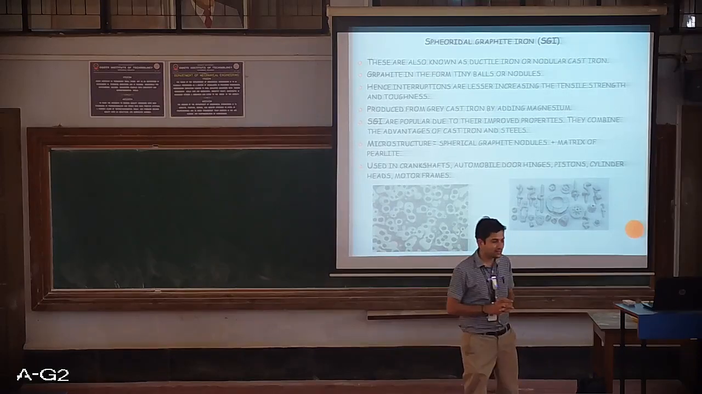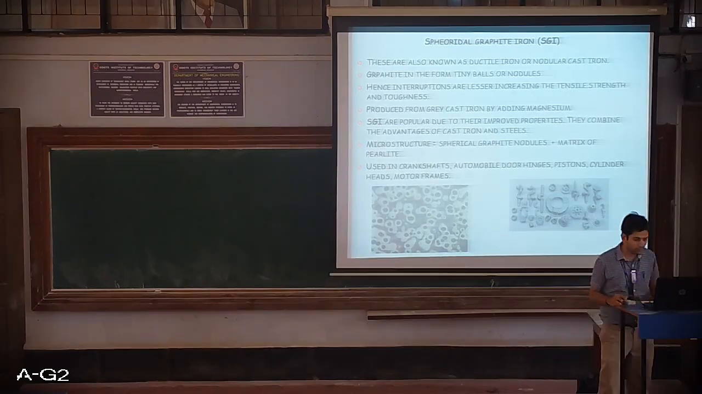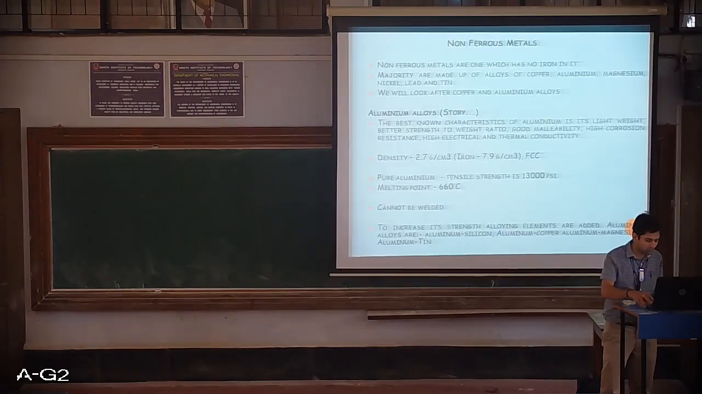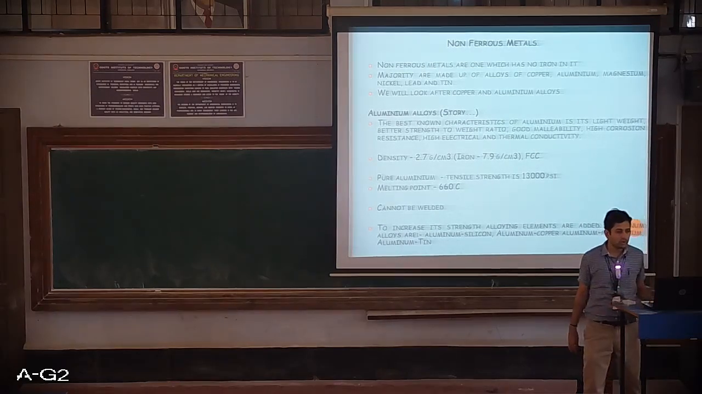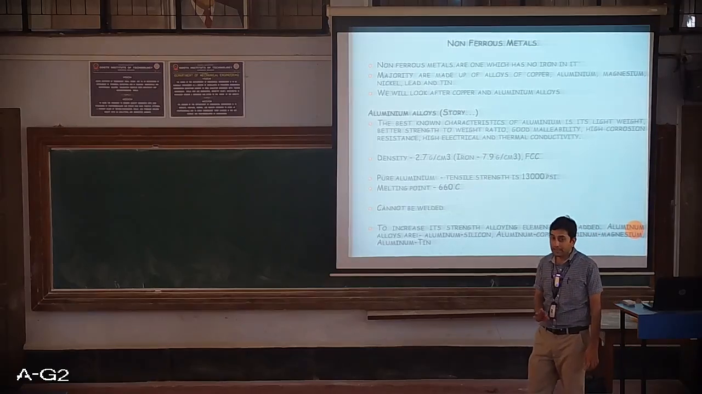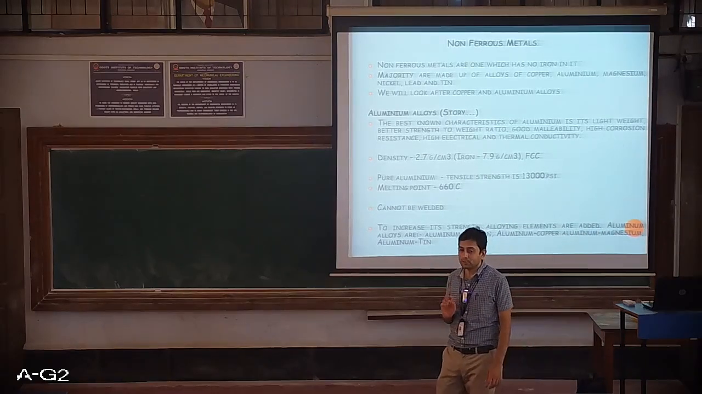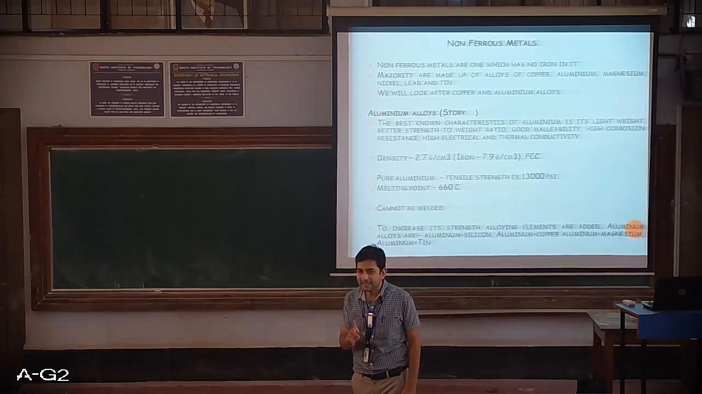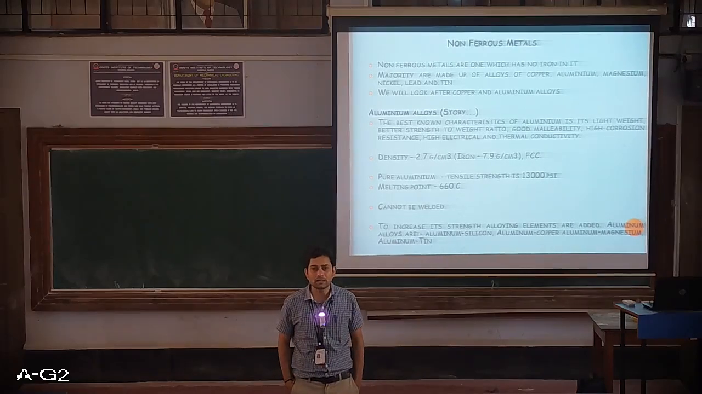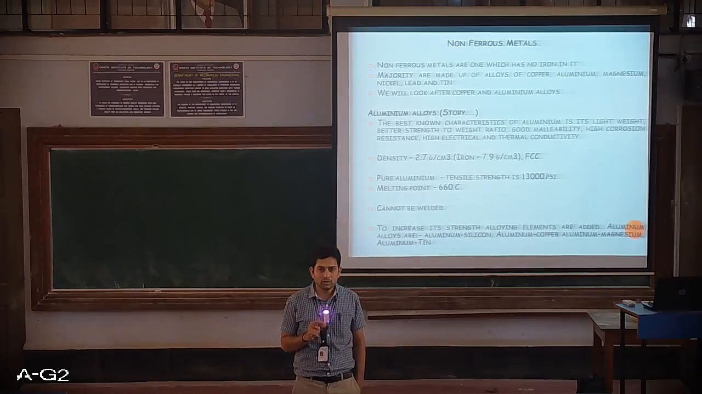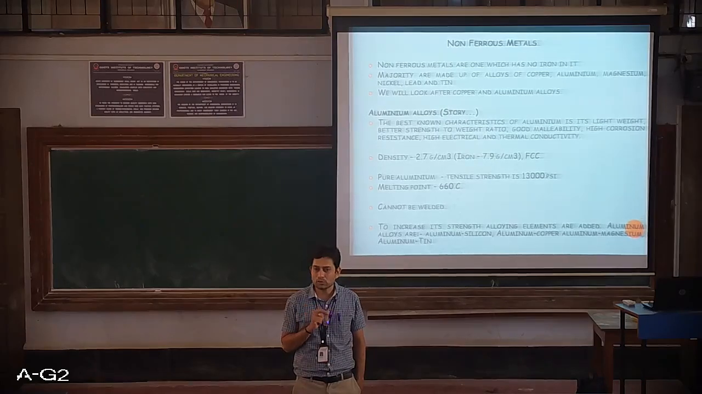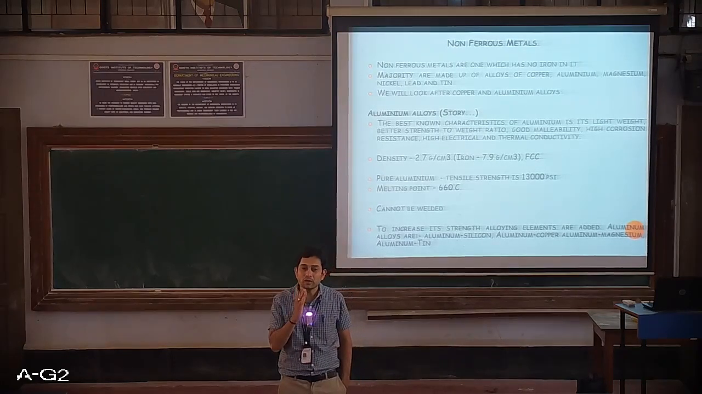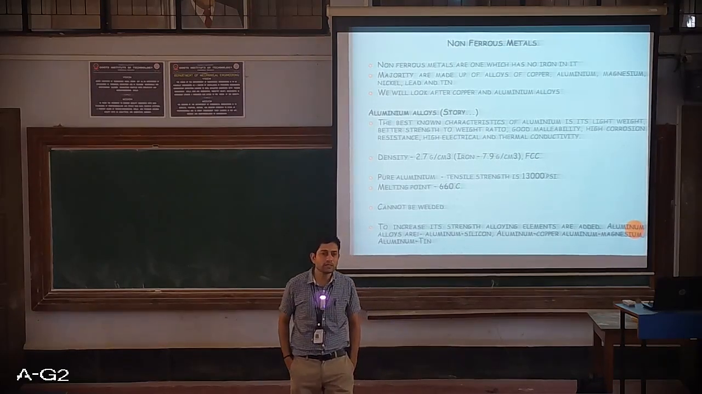Now we will discuss some very brief points related to non-ferrous metals. See, non-ferrous metals are the ones which will not contain iron in them. So those metals which do not contain iron are called non-ferrous metals. The name itself says it: non means no, ferrous means iron. So any metal or alloy which does not contain iron in it is called a non-ferrous metal.